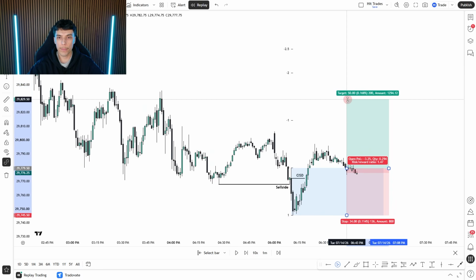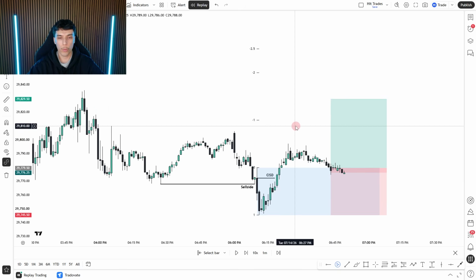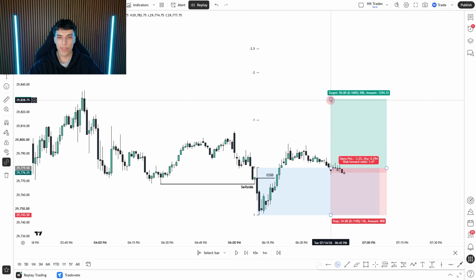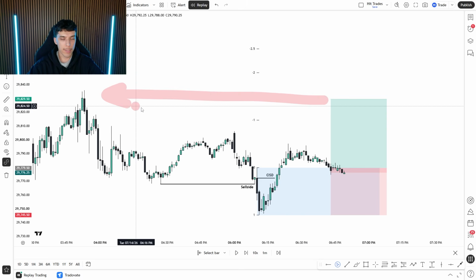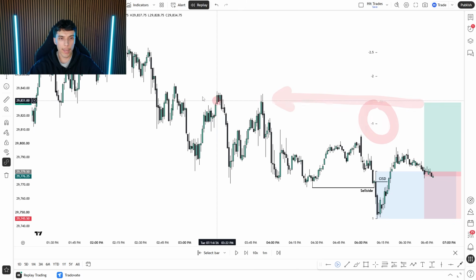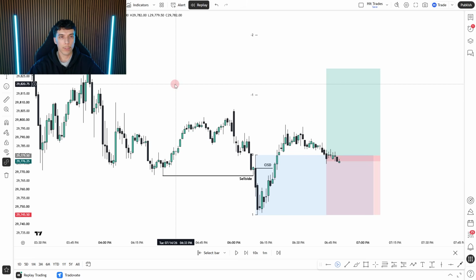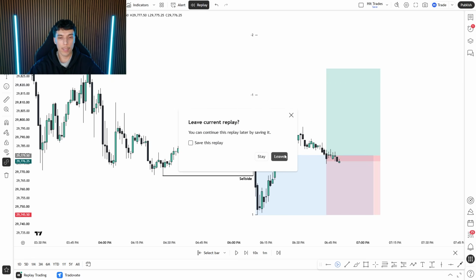Can also go for base hits, 50 points. This is $1,000 with 1 mini, which is my main TP. And if we look to the left, we can see that lines up with the -1 projection and all of these equal highs. So let's exit the replay mode and see what happens.